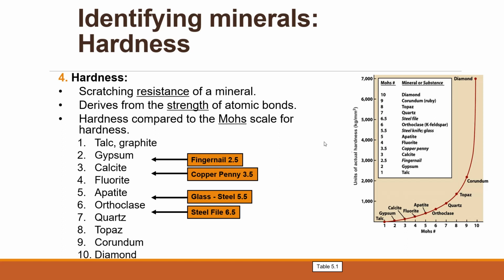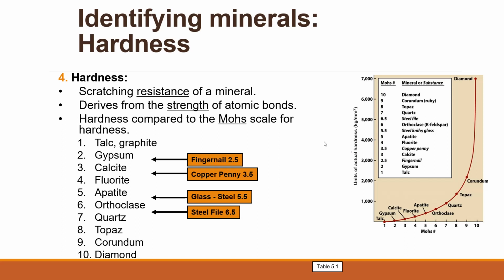Your fingernail is a 2.5, which means that either of those you can scratch yourself. It's a little bit unnerving for some people to scratch the minerals. A copper penny is about 3.5, so it is between calcite and fluorite. Glass and steel are about 5.5. That is between apatite and orthoclase. A steel file is about 6.5. That's between orthoclase and quartz.